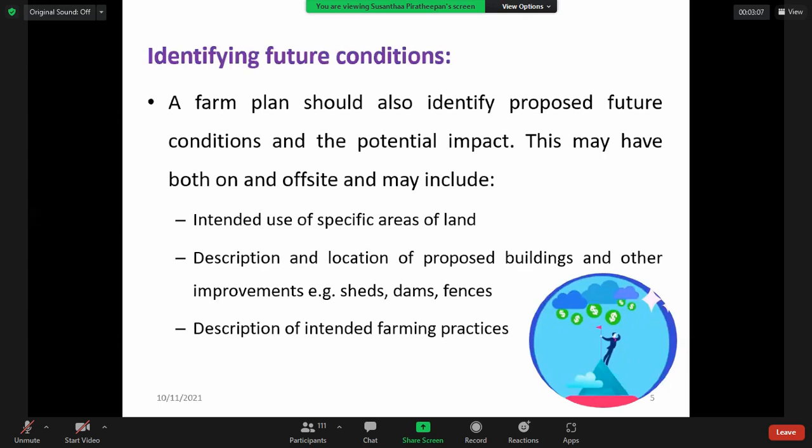The third one is the description of intended farm practices. What practices will you have and why do you have those practices? Those things are also included in the farm planning.